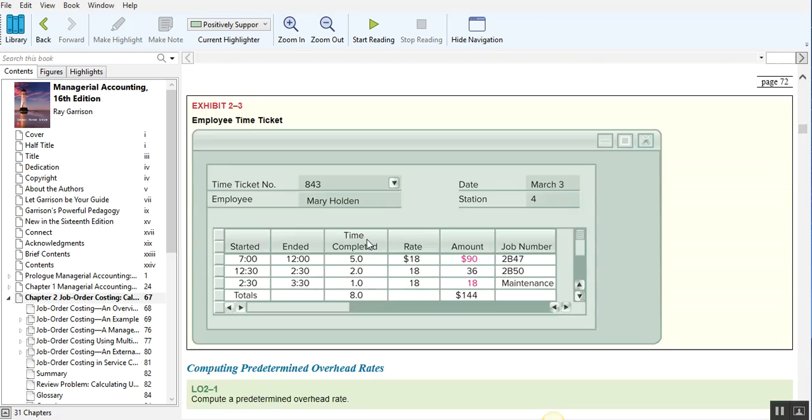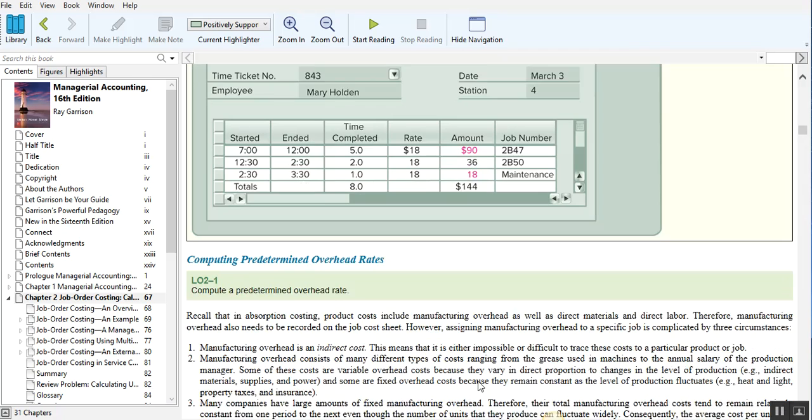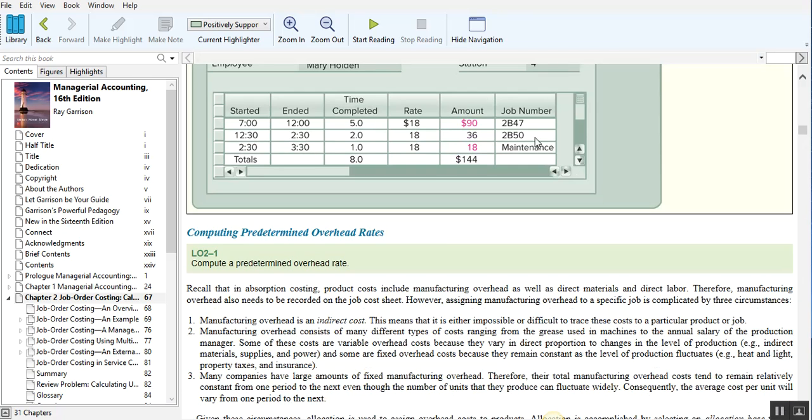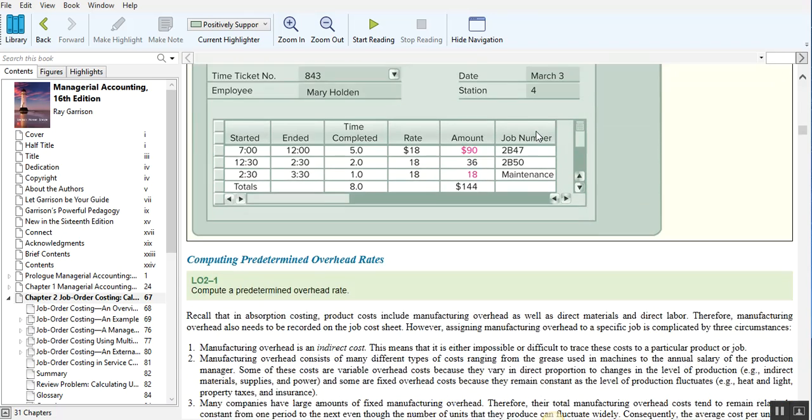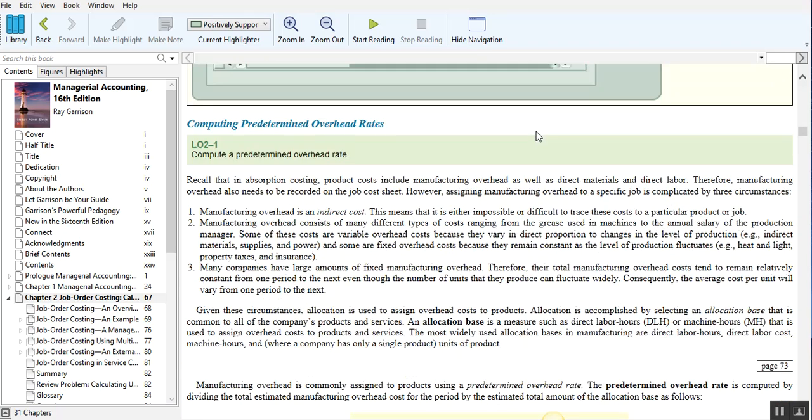This is an employee time ticket. And by the way, you notice that they have different jobs on this time ticket. This is very similar to something that I used to fill out where I identified the product or job number here and then kept track of how many hours I worked on it. And so those forms, these time tickets, are used to assign direct labor hours.